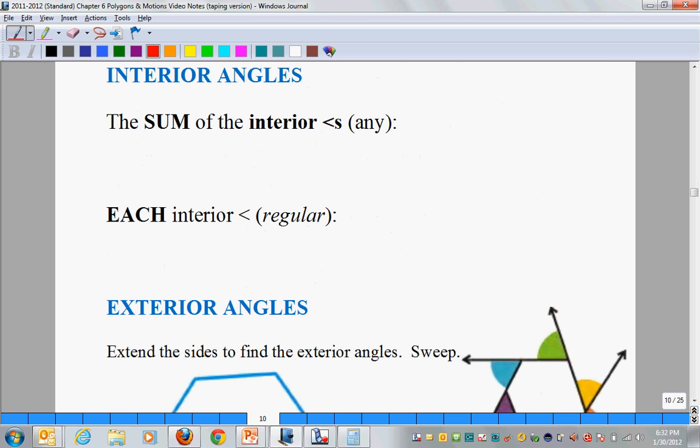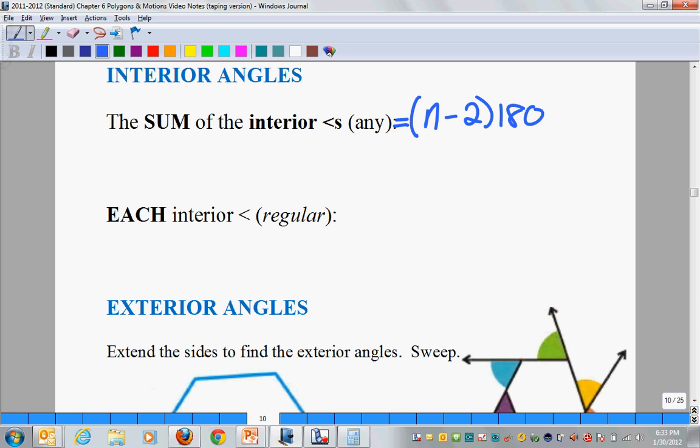So for the sum of the interior angles, it's always going to be the number of sides minus 2, put an equal sign there, times 180. So the sum of the interior angles is sides minus 2 times 180. That gives us the sum.